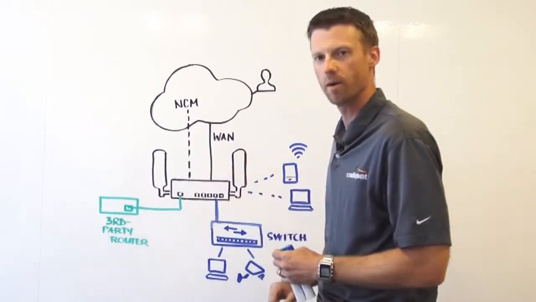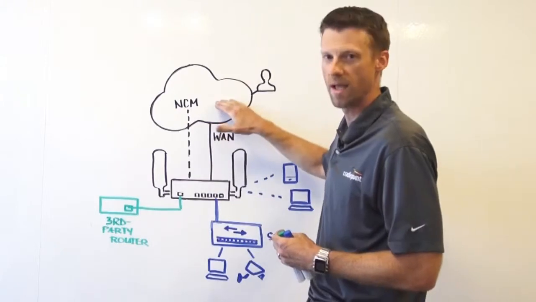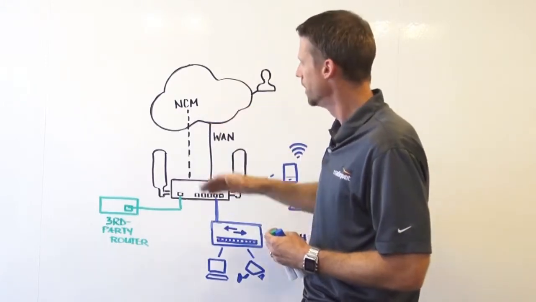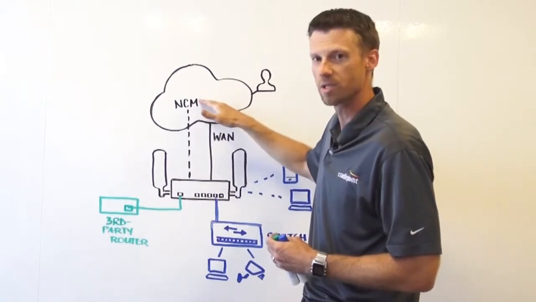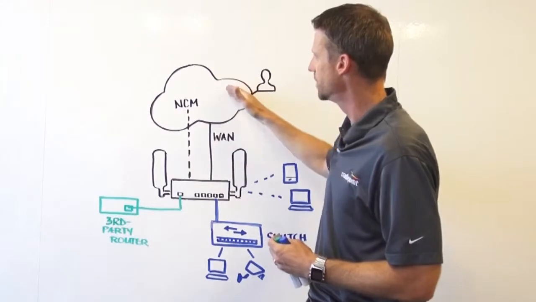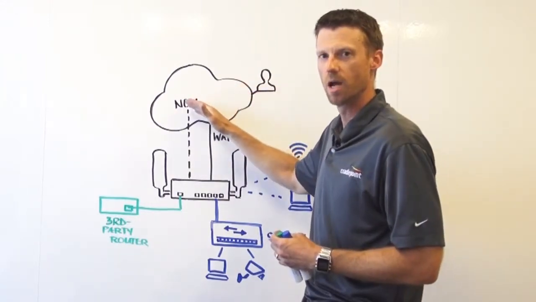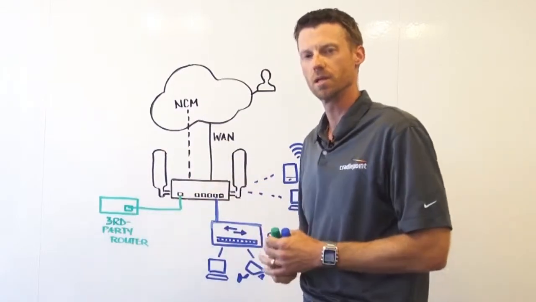In the center of our diagram is a Cradlepoint router. The Cradlepoint router is connected to a WAN source, any WAN source. It's also being managed by NetCloud Manager, our cloud management solution. A user is connected to the WAN and connected to NetCloud Manager and wants to connect remotely in real time to any of the devices on the screen.